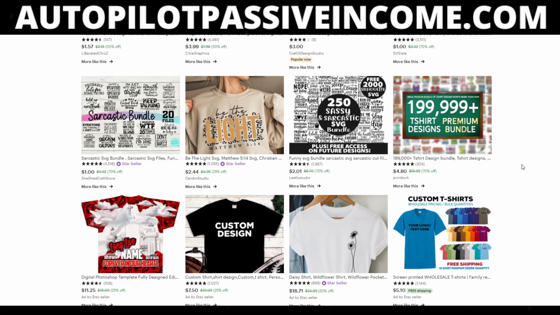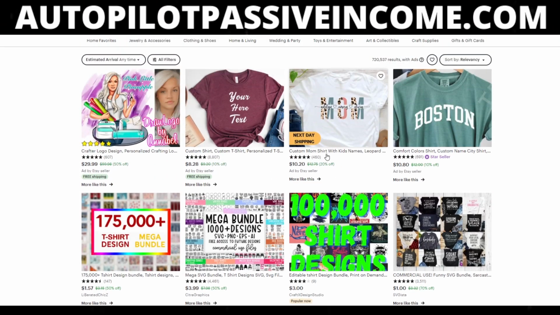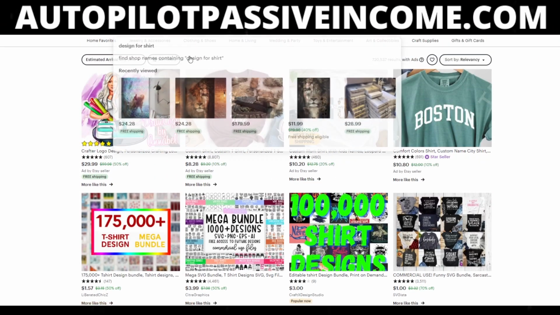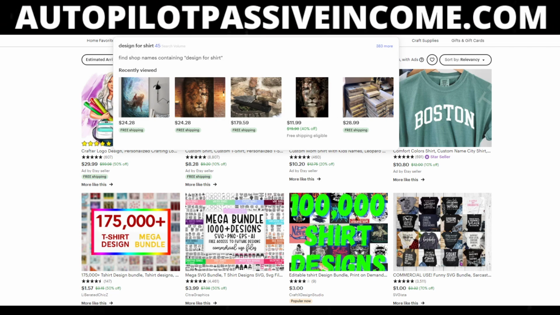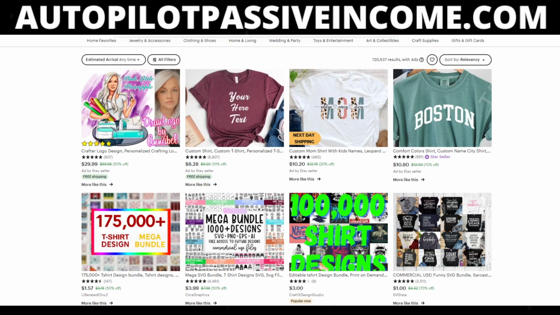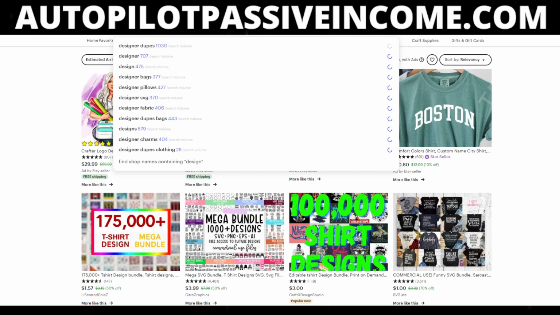It's a possibility. Now, I already know some people are going to ask me, what's that software that you use to show you the suggestions on the text that's being shown? So for example, if I type in design here, you could see it says designer dupes, and then it says 1,030 search volume, designer 700 something search volume. The numbers that you're showing here, that is the search volume, is a software that I use called Sales Samurai.